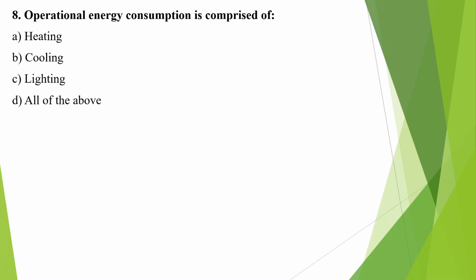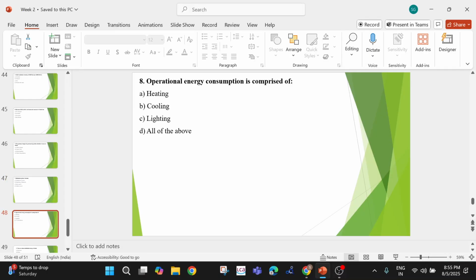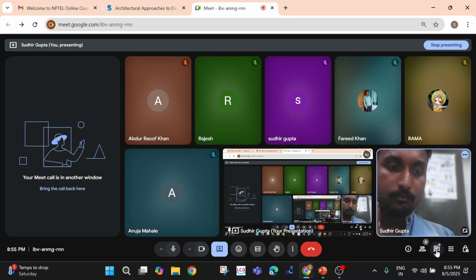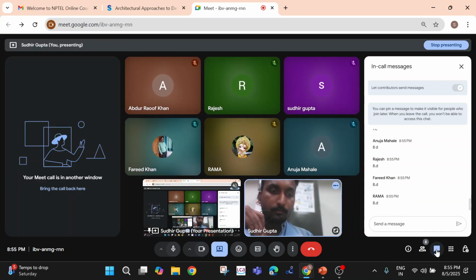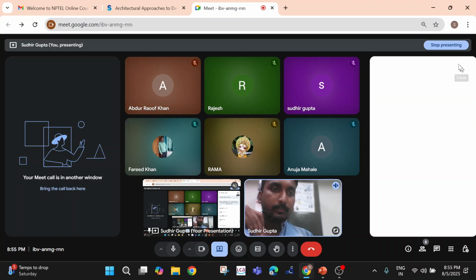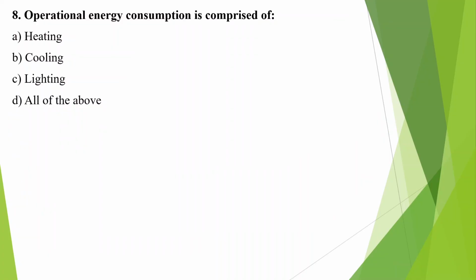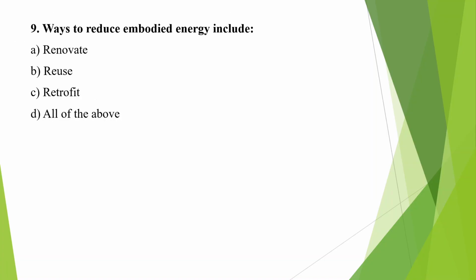So let's see how many of you can answer this question correctly. Here, as you all can see, everyone is opting for option D, which is the correct answer. That means it is very clear. You are now capable, and your preparation for this particular week 2 lecture is okay. So let's move to the next question. In one go, you can opt for this answer as well.